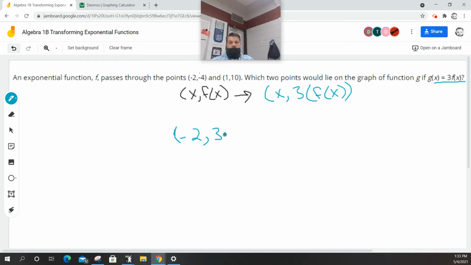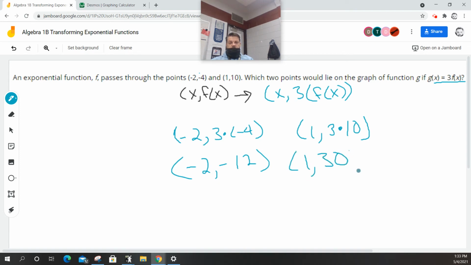So you would say 3 times -4. And then you'd also have 1, comma, 3 times 10. So this is (-2, -12), and this would be (1, 30). And so that would be the answer.